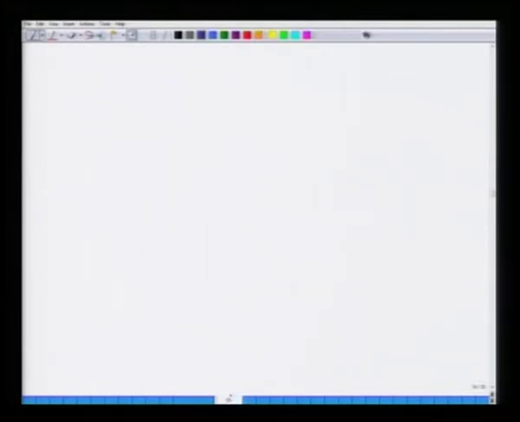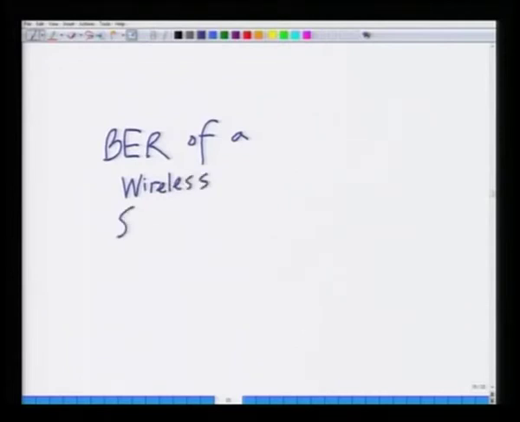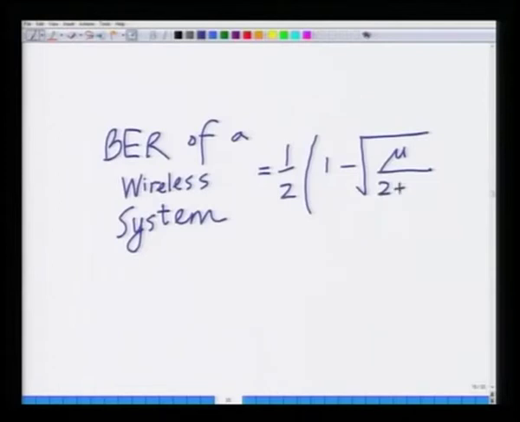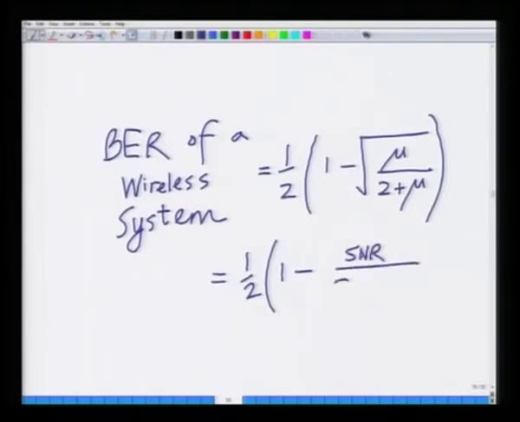All right. So, the final expression after this derivation process is the bit error rate of a wireless system, which is half times 1 minus square root of mu over 2 plus mu, which is nothing but half times 1 minus square root of SNR divided by 2 plus SNR.